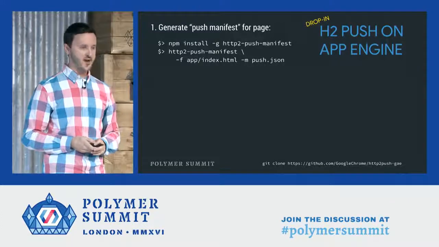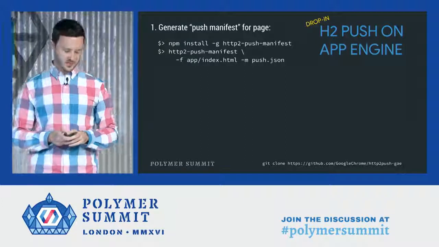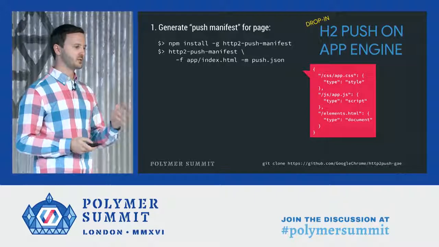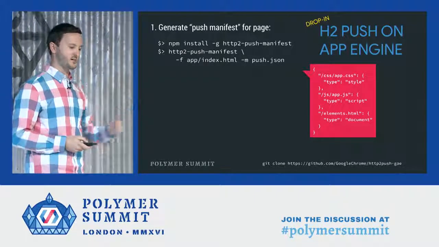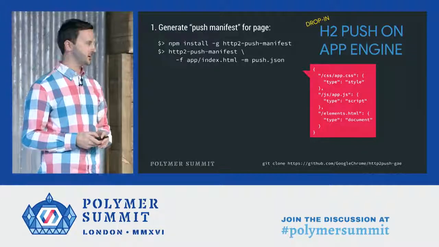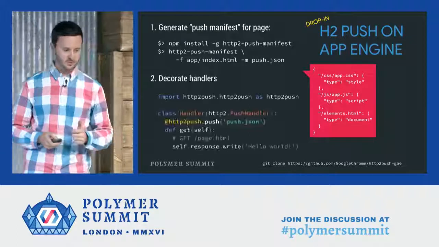The first is this manifest generator. It's a little node script that you can run against your app, and what it does is it finds the static resources on your page. So it outputs this little JSON blob, and in this case it found a CSS file, a JavaScript file, and my HTML import. And so it outputs this JSON, and then you combine this with another library for App Engine.